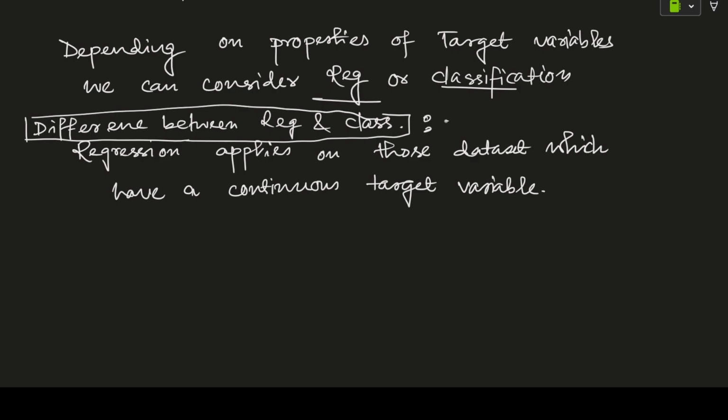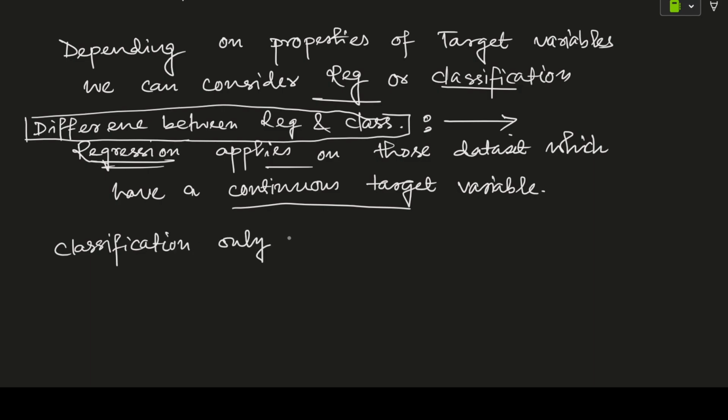So for the fourth question, regression applies on those datasets which have a continuous target variable, whereas classification only considers datasets with a discrete target variable.